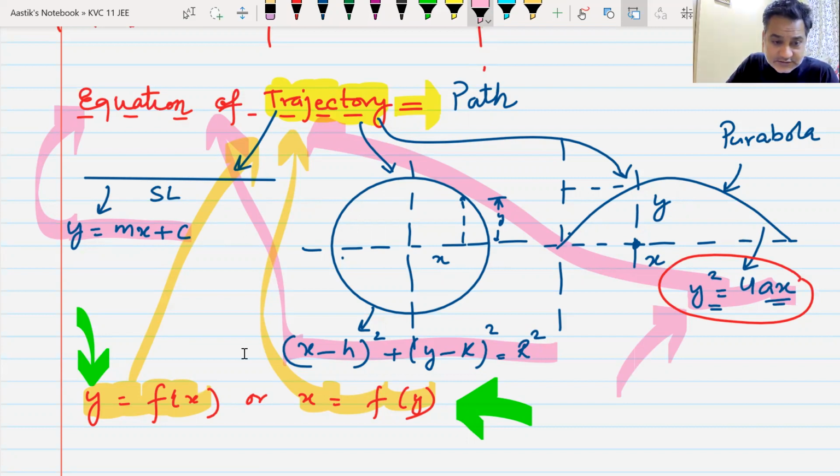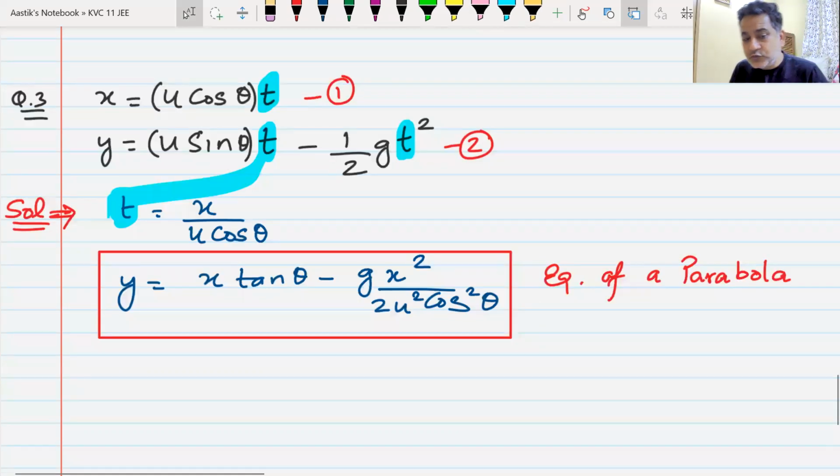And this equation we are going to deal with again when we do projectile motion. Do we understand this? Yes or no? Equation of trajectory. Remember this equation, which is right now on your screen. We will be requiring a lot of this equation in time which is coming up.